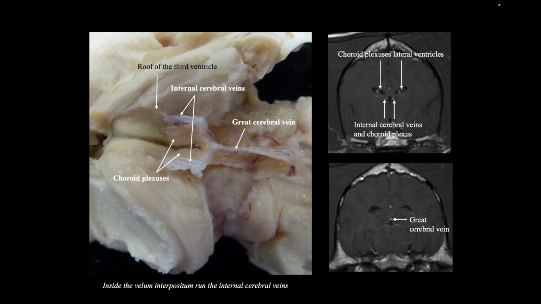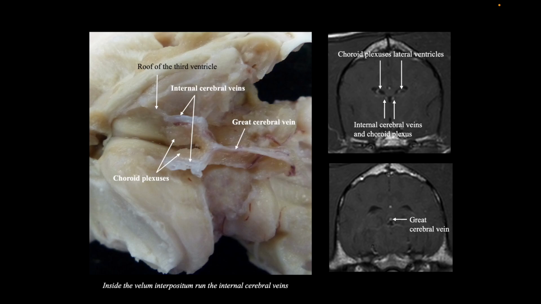And now you can identify in this dorsal view both thalami, and here I have opened the roof of the third ventricle so we can identify the internal cerebral veins, and running very close to the veins are the choroid plexus. Notice how the internal cerebral veins are joining in order to form the great cerebral vein or vein of Galen.